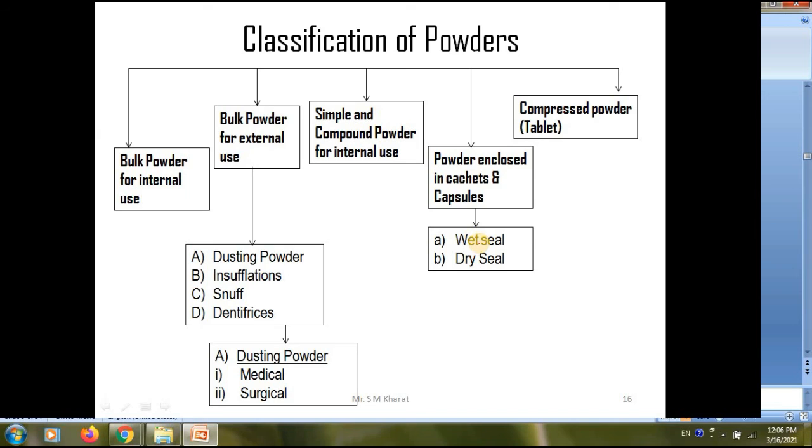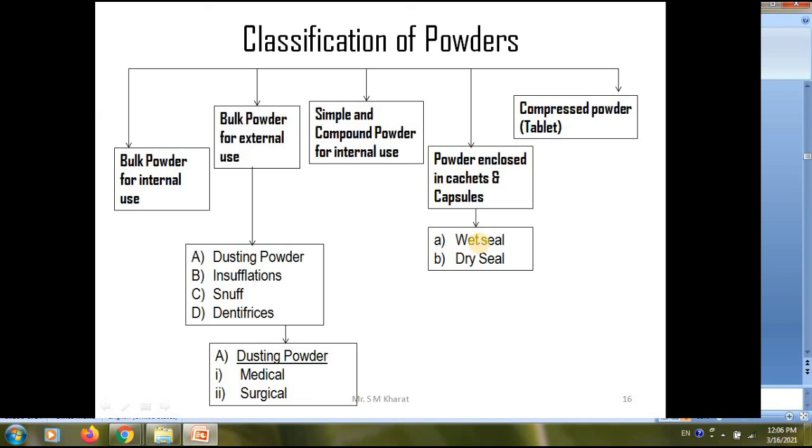If we are using a powder which is to be taken orally, then it becomes a bulk powder for internal use. That is your first class. If the powder is applied on the skin, it becomes a bulk powder for external use. This is the second class. It is again divided into 4 different types: dusting, insufflation, snuff and dentifrice. Dusting powder is again defined as medical and surgical. Then there are 2 more classes, simple and compound.